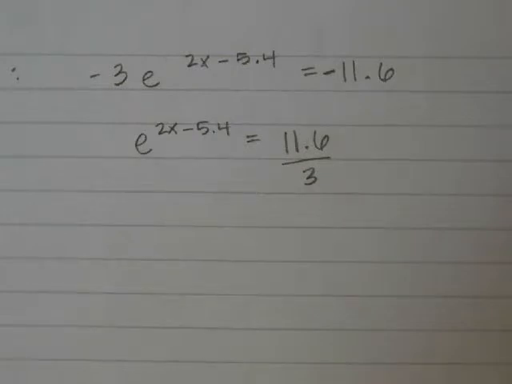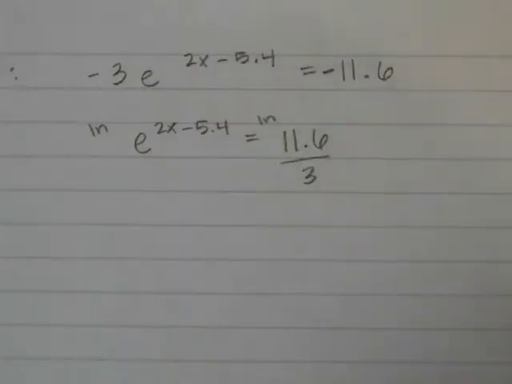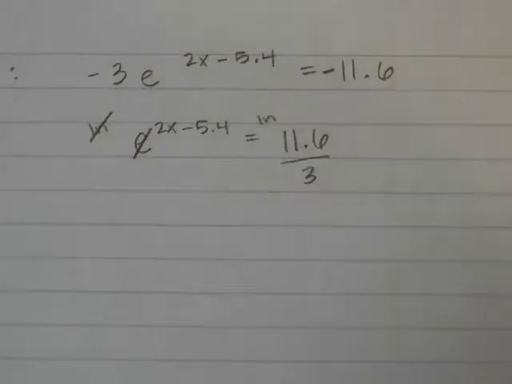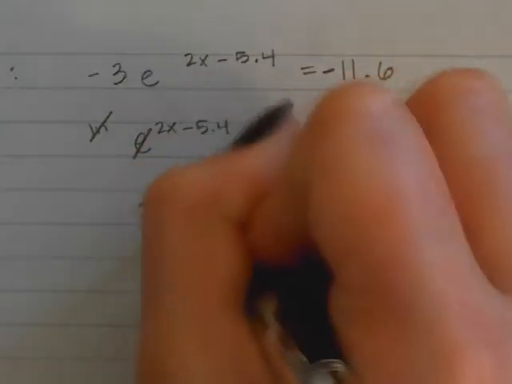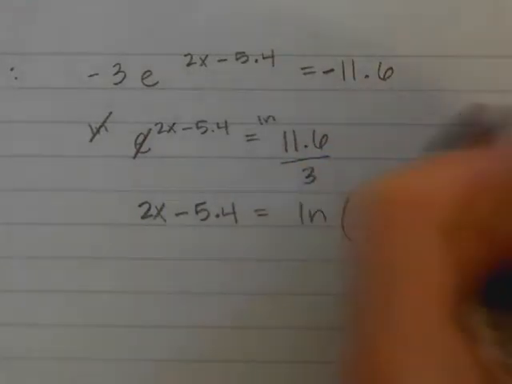ln, or you could think log base e, each side. Would you guys rather write ln each side, or do you want to write log base e to start? Ln? Okay, so I'm going to ln the left side and ln the right side. And so the ln and the e cancel, and I'm left with 2x minus 5.4 equals ln of 11.6 over 3.